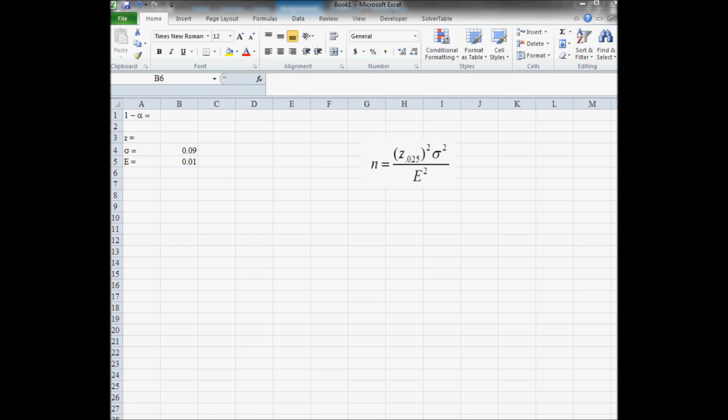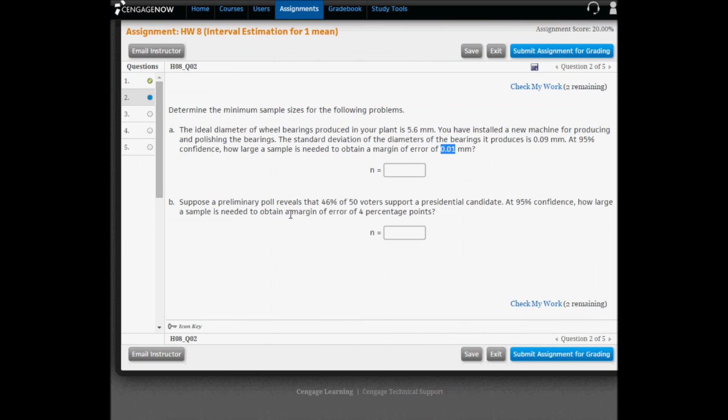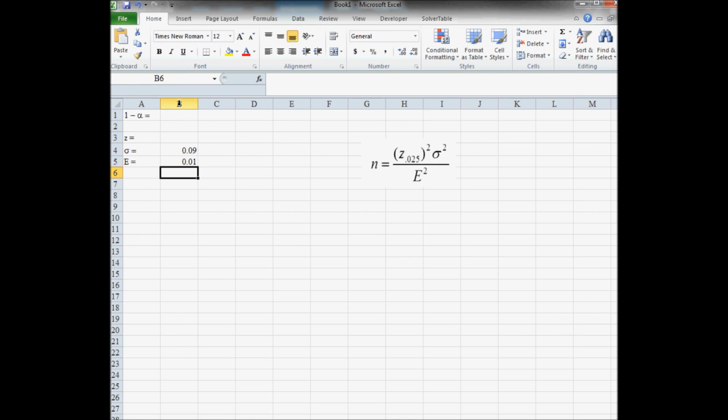The next thing we need to know is the confidence level. In statistics, you generally denote the confidence level as 1 minus alpha, because alpha is the significance level. Going back to the Cengage Now problem, in problem A the confidence level is 95%. I'm going to copy and paste that back into Excel, but as a decimal.